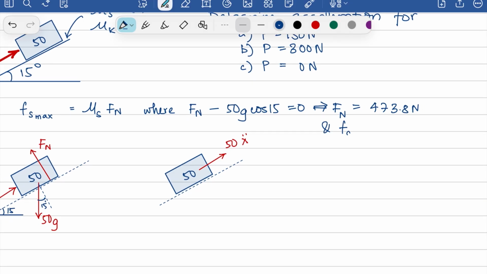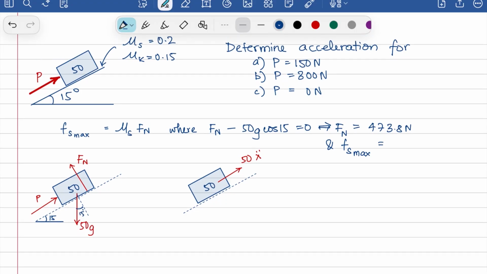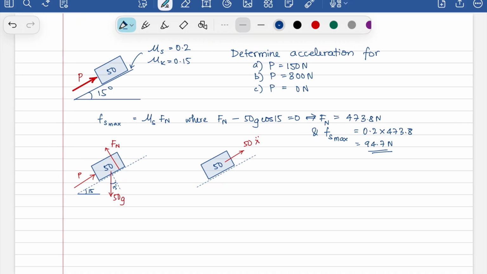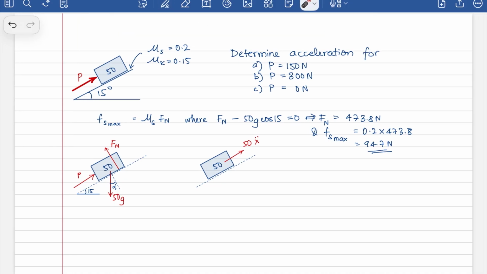And we have Fs max equal to mu s times this. So mu s is given to you as 0.2, which gives 94.7 newtons. So this is your Fs max, which means that if your net force in this direction is greater than 94.7, then your static friction will be broken and become kinetic friction. Okay.